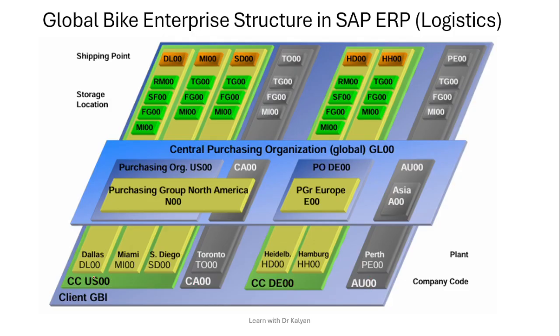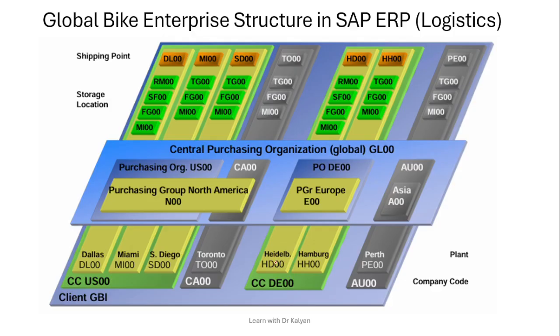Now, inside the US, GBI has 3 different plants: one in Dallas, one in Miami, and one in San Diego. The plant in Dallas is represented by the code DL00, the plant in Miami by MI00, and the San Diego plant by SD00. The Toronto plant is represented by TO00.